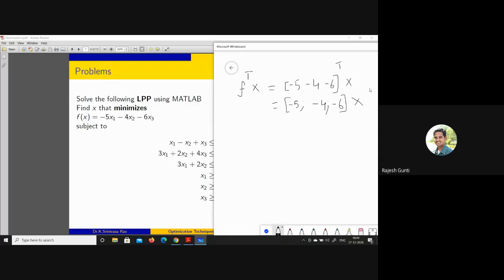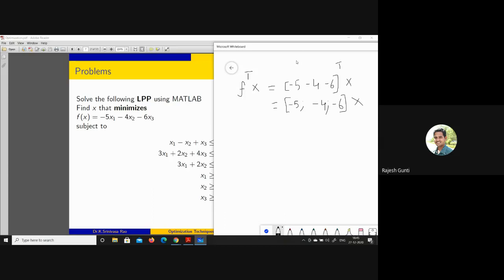That means x is x1, x2, x3. So this is minus 5, minus 4, minus 6 into x1, x2, x3, like this. This is also needed because I have to write the constraints.